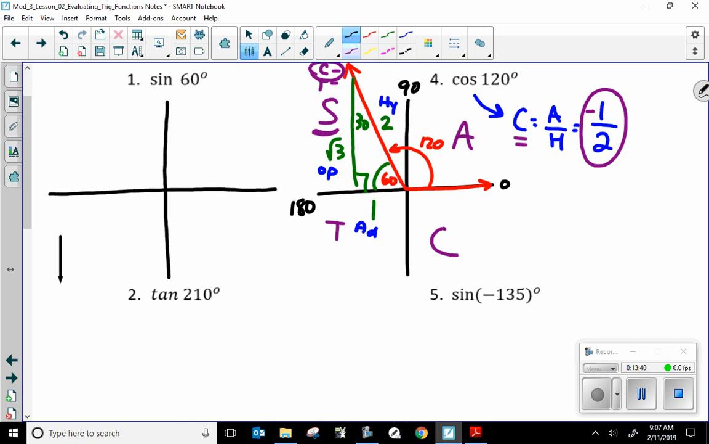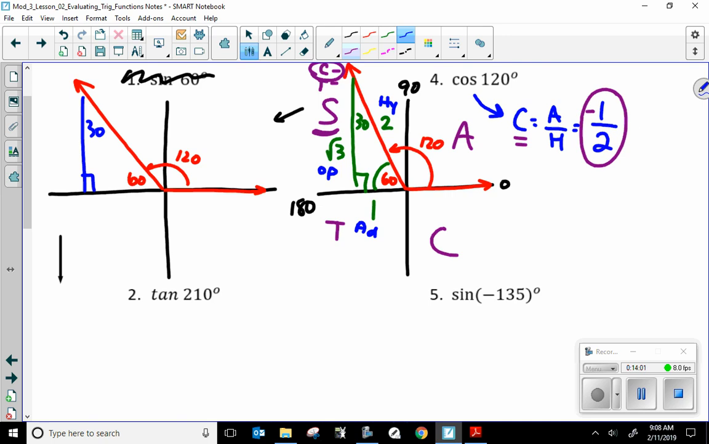axis and triangle for problem 4. This isn't for 1 anymore. This is still problem 4. I'm redrawing it. Okay, 120 degrees was here. It was here. This is 120. We said this was 60. If we drew a triangle, I know it should be 30, 60, 90.